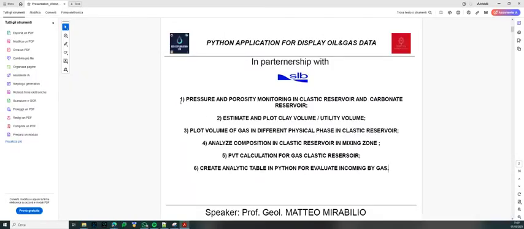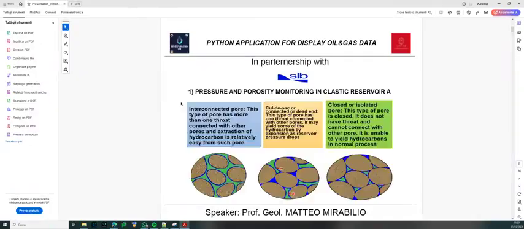So, starting with the first point, pressure and porosity monitoring in clastic and carbonate reservoir. What do we mean when we talk about pressure and porosity, especially in clastic reservoirs? We have three different types of porosity and condition. The first is interconnected porosity. This is a type of pore with more than one throat connected with other pores, and the extraction of hydrocarbon is relatively easy in this kind of situation.